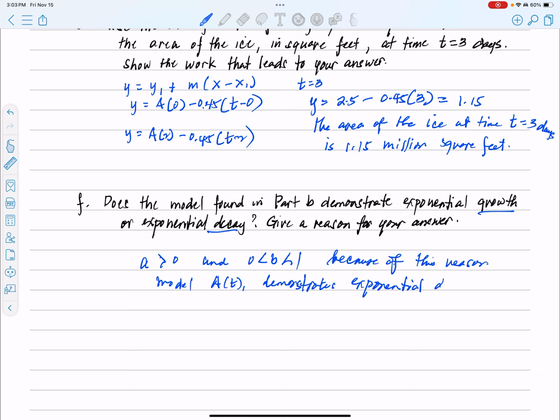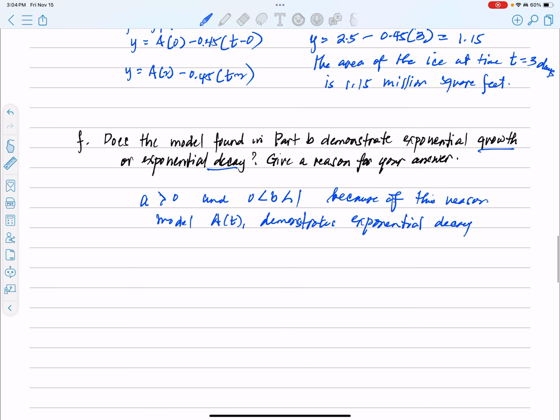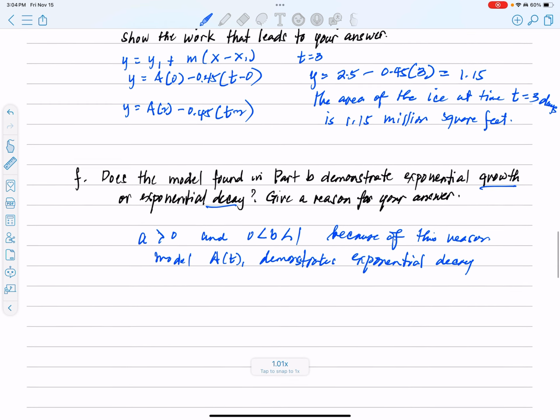All right, that's it. So when you give out reasoning, give it on the basis of a and b, and you will not get lost knowing whether it's growth or decay.